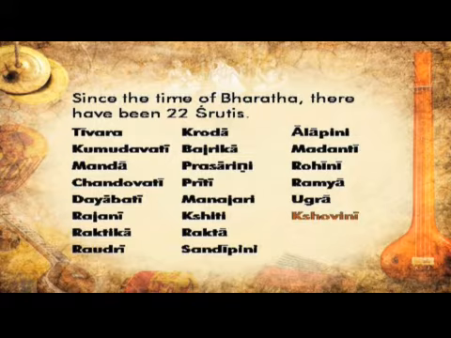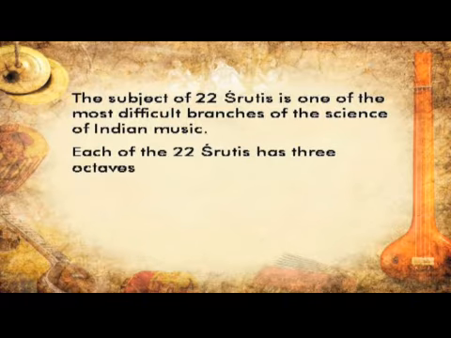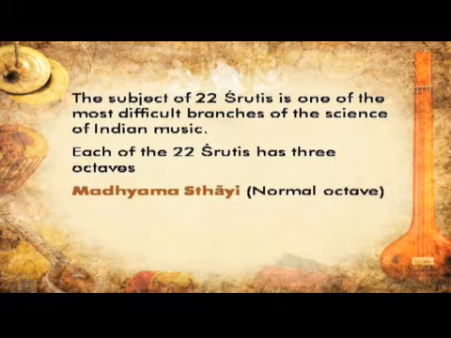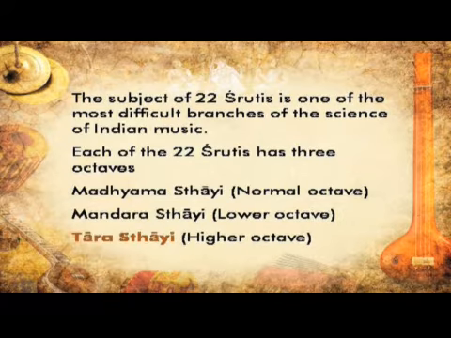Bharata has ascertained these Shrutis using his experiments on Chalaveena and Dhruvaveena. The subject of 22 Shrutis is one of the most difficult branches of the science of Indian music. It can be understood only by persons with many years of musical training. Each of the 22 Shrutis has 3 octaves: Madhyamasthai, normal octave; Mandharasthai, lower octave; and Tarasthai, higher octave.